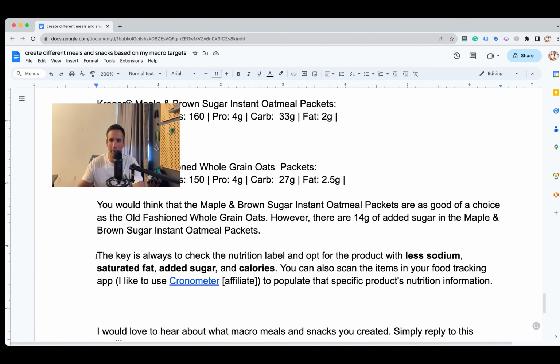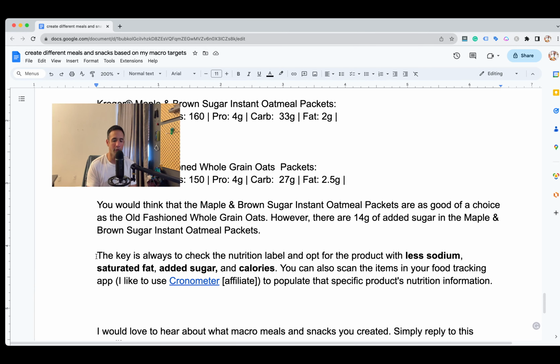So here's my recommendation for making it happen, so that you are eating a healthy, well-balanced diet and meeting the food groups. Each time, the key is to always check the nutrition facts label. There are some keywords I bolded here: opt for the products with less sodium, less saturated fat, less added sugar, and fewer calories. If you can manage to look for products that do that for you, you can rest assured that the product you're buying, confusing or not, is going to align with your health goals.